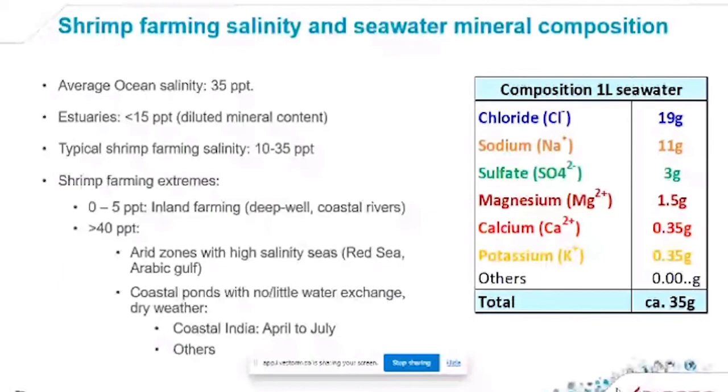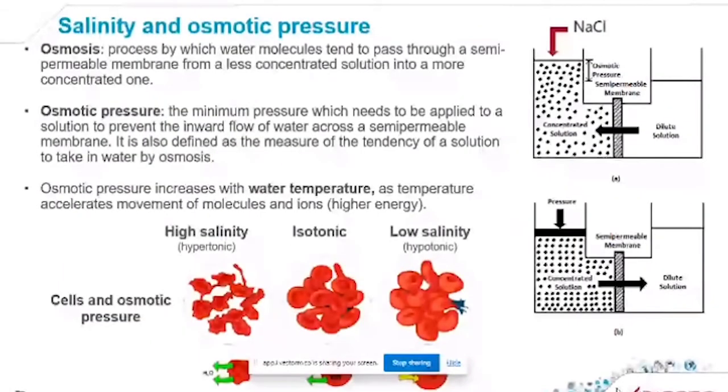So what do these salinity changes mean in terms of osmotic pressure? Well, let's try to define a few terms. Osmosis is a process by which water molecules move through a semi-permeable membrane from a less concentrated solution into a more concentrated one. And the osmotic pressure would be the minimum pressure which you would need to apply to a solution so that you can prevent the inward flow of water across a semi-permeable membrane. It can also be defined as the measure of the tendency of the solution to take water in by osmosis.